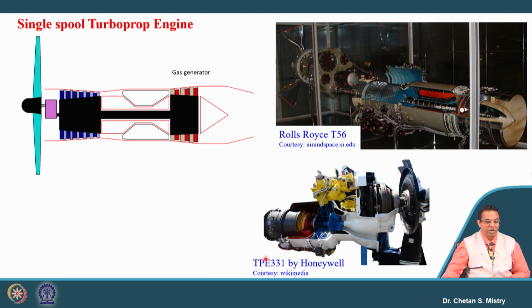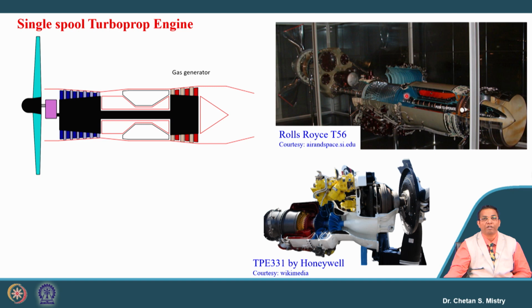Here, this represents a single spool turboprop engine where we have a compressor. That compressor is connected with the turbine. Similarly, here we have the gearbox, and the gearbox is connected with the propeller. So overall, this turbine is used to rotate both the compressor as well as the propeller, and that's the reason why we have defined it as a gas generator. So here we can see the construction of the single spool turboprop engine.